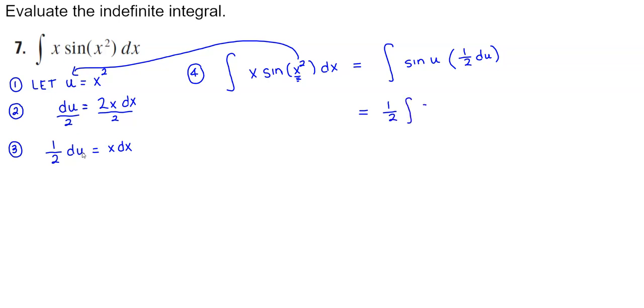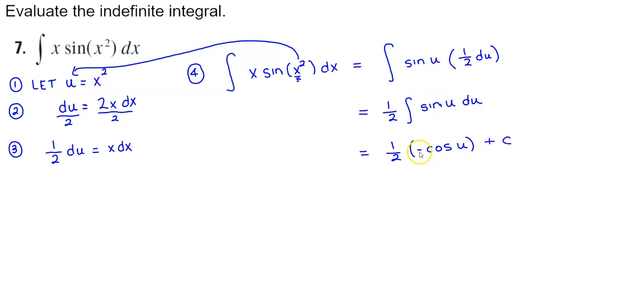So now we're going to factor out the constant, which is 1/2. So we have 1/2 times the integral of the sine u du. Okay, and now we've got to remember, what is the antiderivative of the sine of u? Well, the antiderivative of that is negative cosine u. Okay, let me rewrite that again. So we have 1/2 times negative cosine u, and then that's plus c.